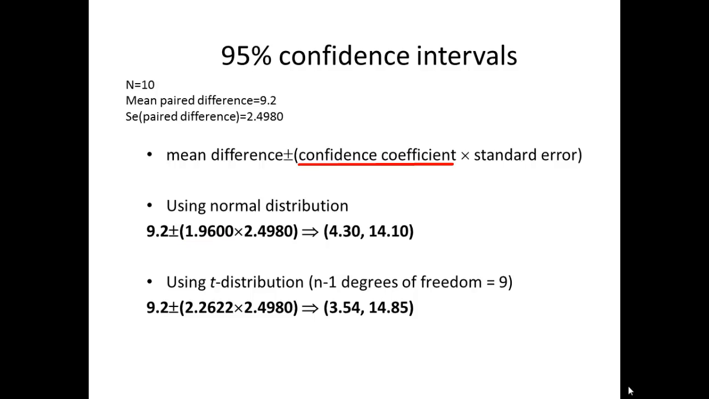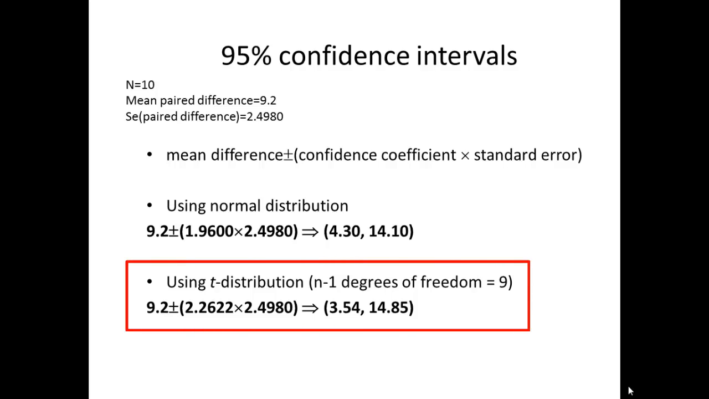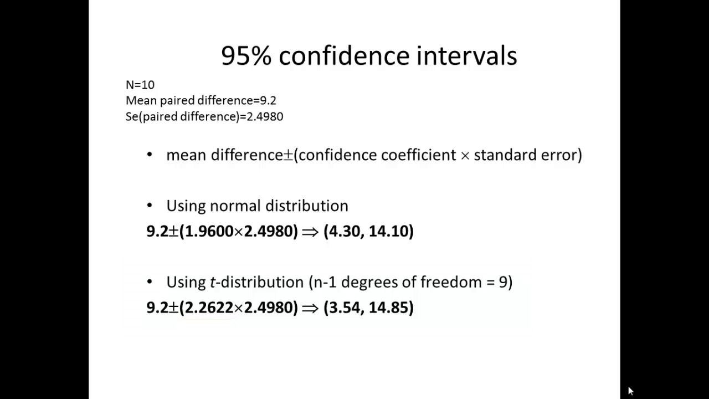This changes if we're using the t-distribution because the tails are heavier, so the sampling distribution is wider or has more variability. And you can see for a t-distribution with 9 degrees of freedom, the t-statistic that captures 95% of t-values is 2.26. So it makes the confidence interval wider. And you can see that in our example, we get confidence limits of 4.3 to 14.1 using the Z distribution, and confidence limits of 3.54 and 14.85 using the t distribution.